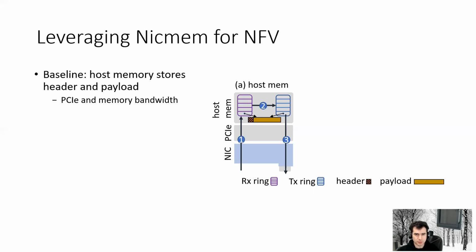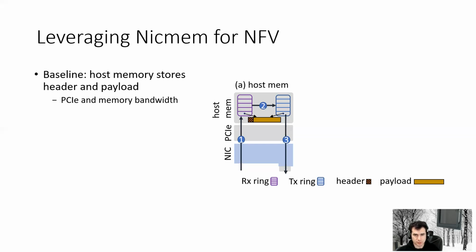Thereafter, the NIC stores the packet's data in that buffer and lets the host start processing it. So this is step one. In the next step, the network function inspects the packet's headers and optionally modifies them. And when it's done, it writes a descriptor to the transmit queue of the NIC and rings the doorbell.